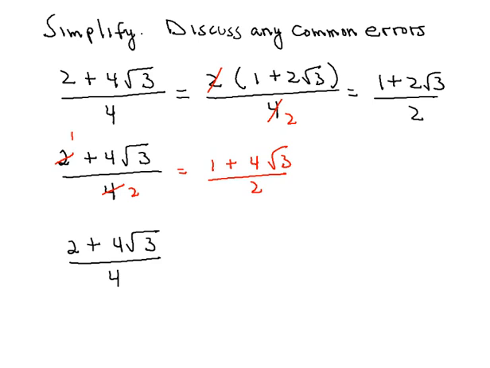Anything that you cancel must be a common factor of all the terms in the numerator and also the denominator. And so the second common mistake, similar to that, would be to think that you could cancel the 4 in the denominator with the 4 that's a coefficient of the square root of 3 in the numerator, leading perhaps to 2 plus the square root of 3 all over 1 as a potential answer, or just 2 plus the square root of 3.